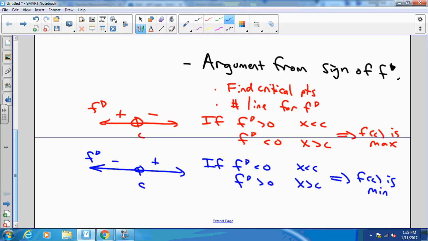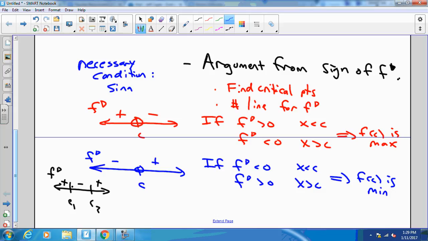Notice, however, that in order for this to work, it has to be the case that I only have one critical point where f prime changes signs, right? Because if I have a number line that looks, for example, like this, c1, c2, positive, negative, positive, then f is increasing on this interval, and it's also increasing on this interval, and I'm not really sure whether f of c1 is a max or whether f goes larger than that. So in this case, you would not be able to use the argument from the sign of f prime. That's right. So a necessary condition for the argument from the sign of f prime is that there is only a single critical point.